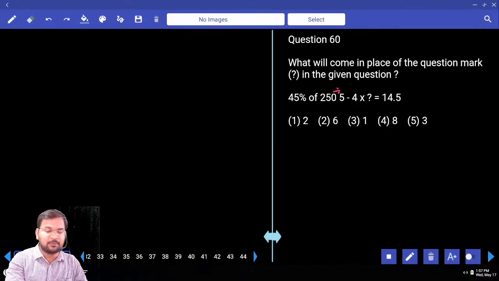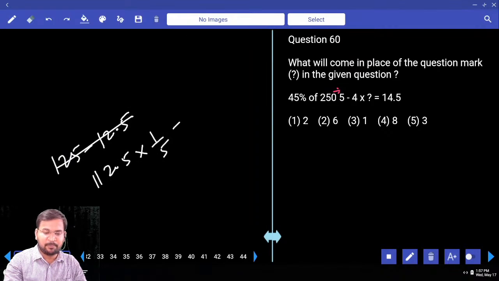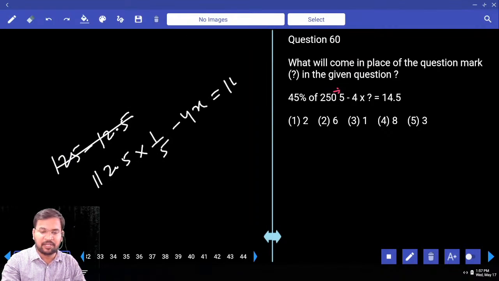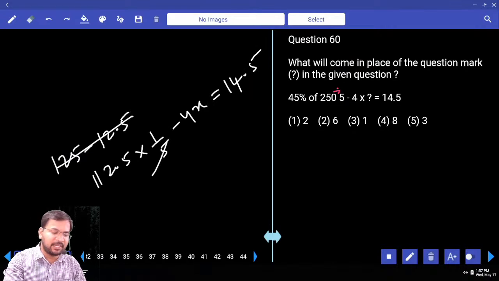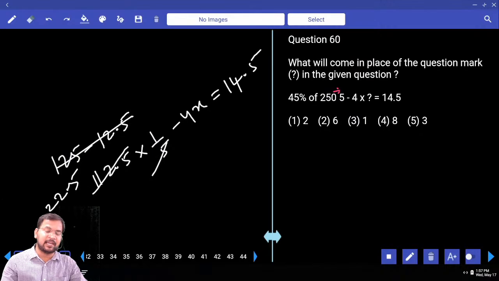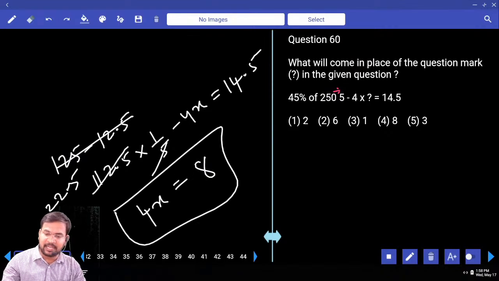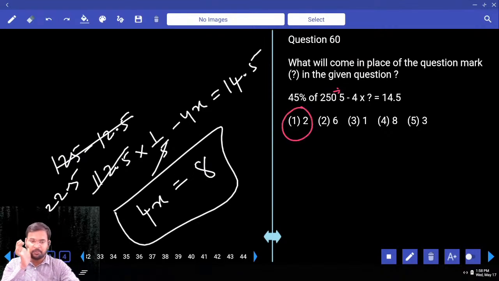50% of 250 is 125. 125% is nothing but 12.5. Together is 112.5, na? 112.5 into 1 by 5 minus 4x is equal to 14.5. 5 how many times, na? 5 times is 22.5, na? Yes or not? 4x is equal to 22 and half minus 14 and half. 8, na? 4x is equal to 8, na? x is equal to 2.